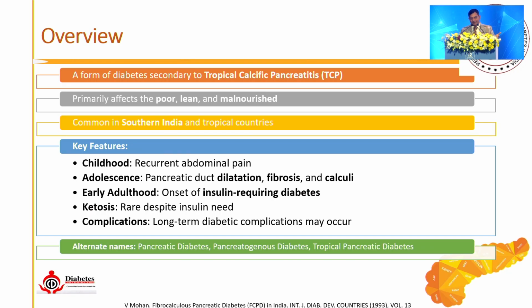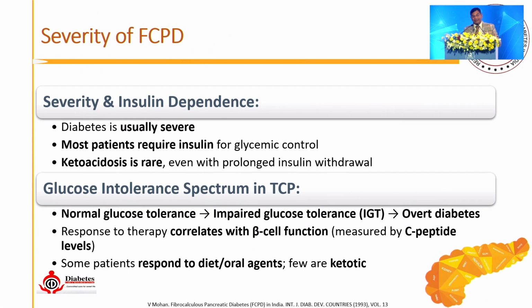In adolescence there may be dilatation and fibrosis, with calculi in the pancreatic duct, and then in adult life, insulin requirement. Ketosis is rare. Long-term complications of diabetes will be there, but such patients may come to you with exocrine dysfunction of the pancreas. They will tell you, I am passing stool which is oily. Passing oily stool is one of the clear-cut signs that this patient possibly has chronic pancreatitis with exocrine failure also, which is rarely seen in type 1 diabetes.